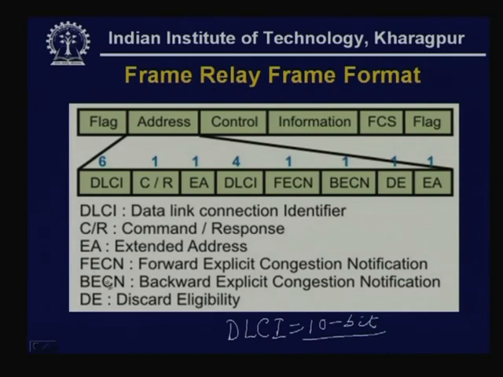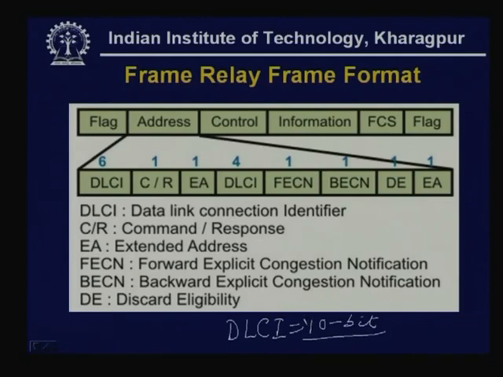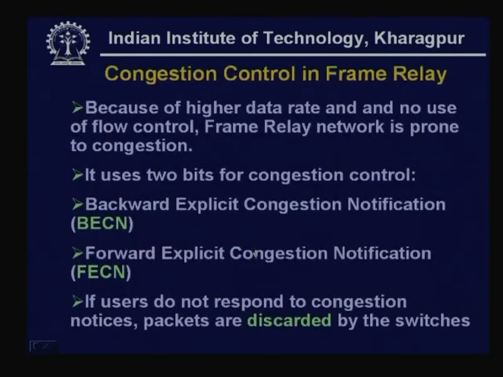Then FECN, BECN and DE are used in the context of congestion control. So, although frame relay does not perform flow control and error control, it performs elaborate congestion control, as we shall see, and how it is done I shall consider a little later. The congestion control is explained here.